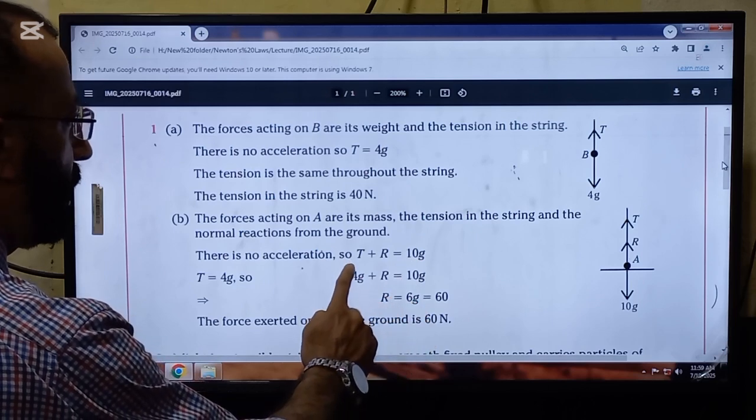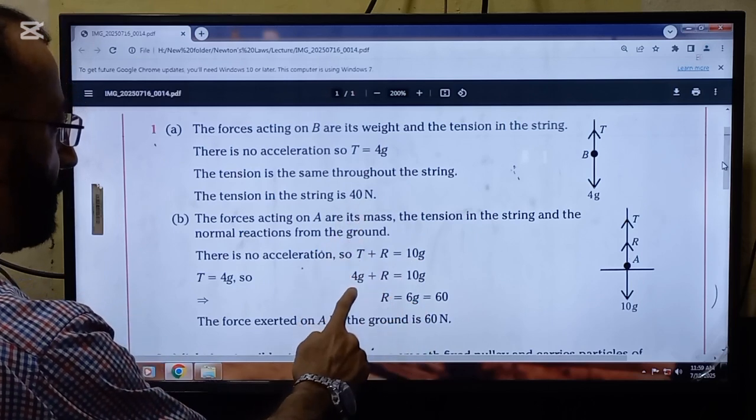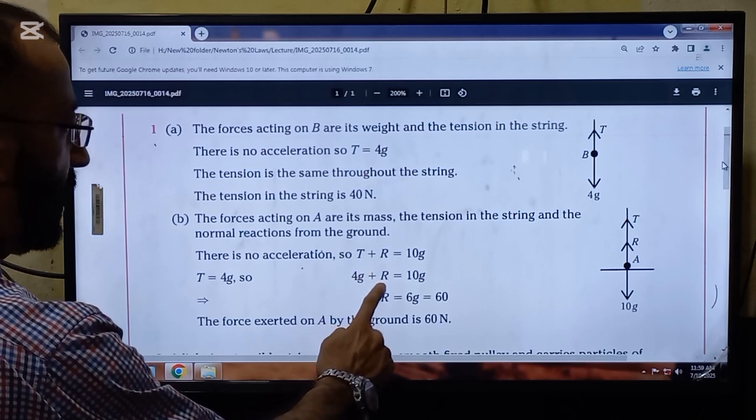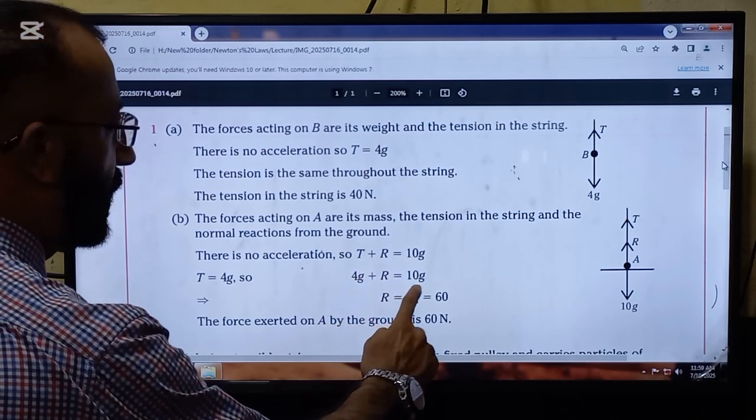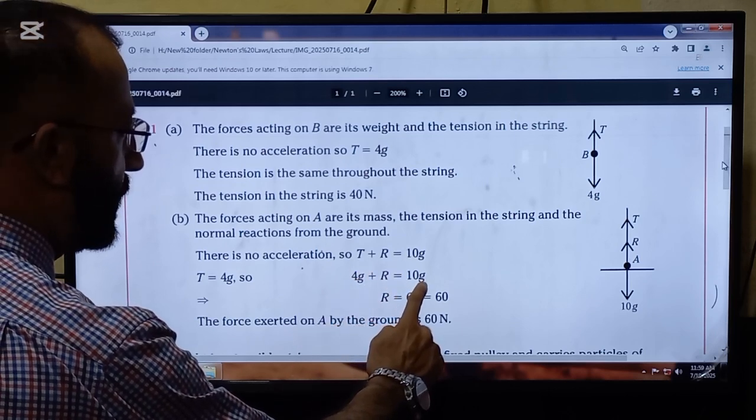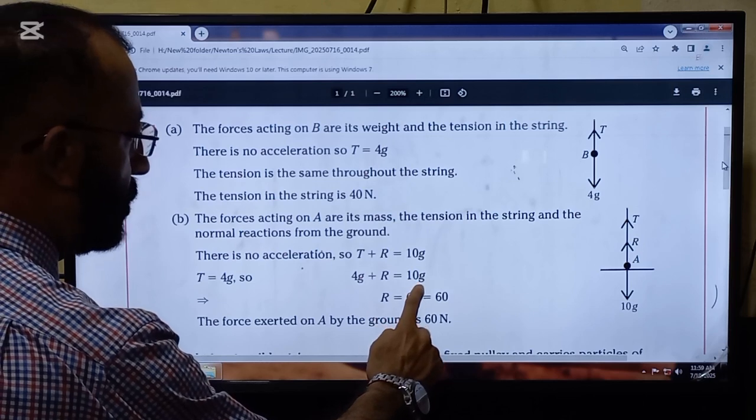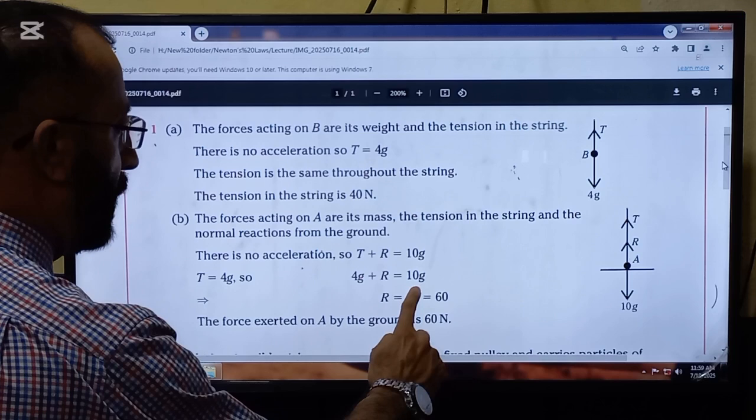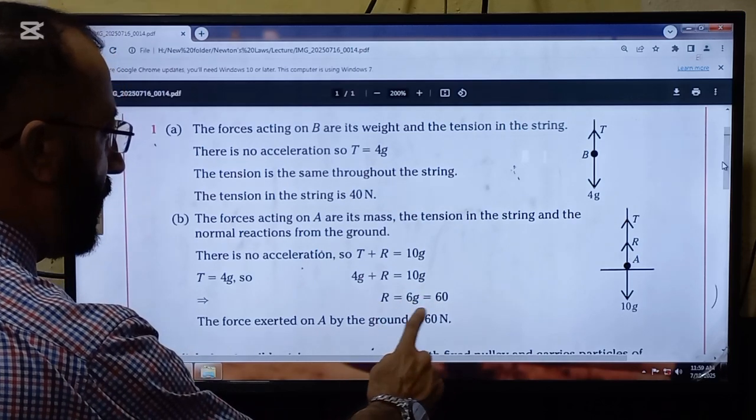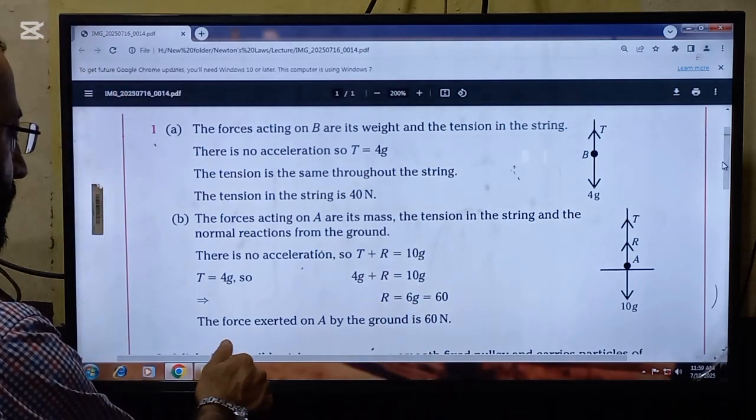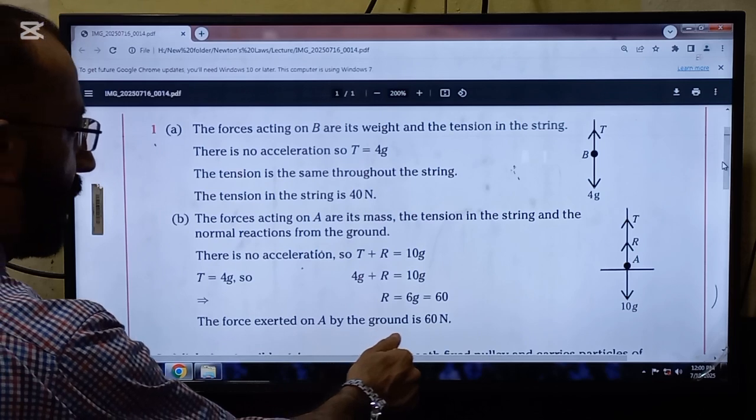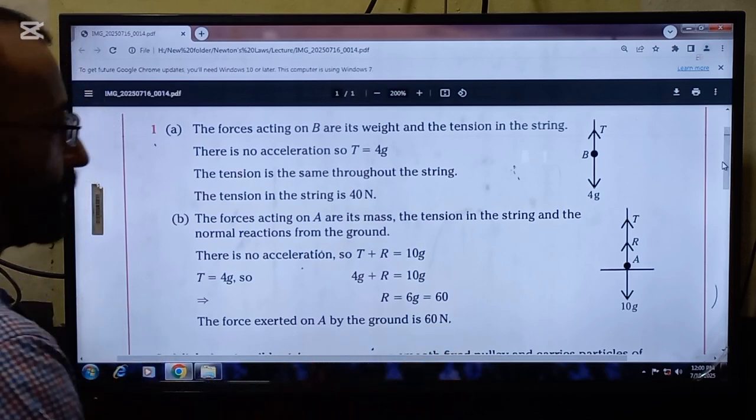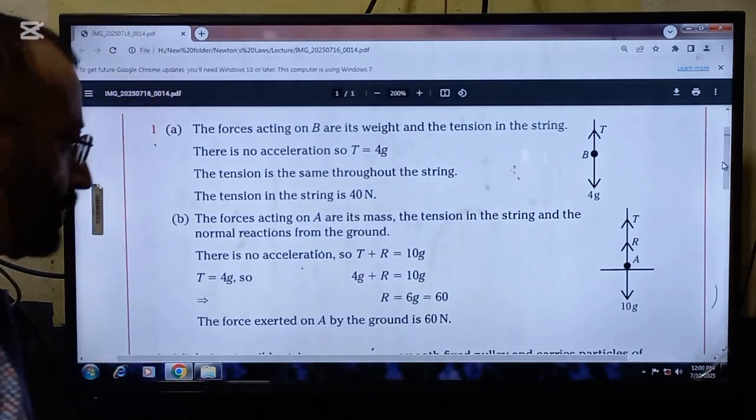Tension in this string is 40 Newton, so that will be placed in place of T. R is the requirement and weight is 10g. So g is 10, and 10 into 10 will be 100. So 100 minus 40 will be 60. So this is the reaction, the force exerted on A by the ground, which is 60 Newton. So this is the solution.